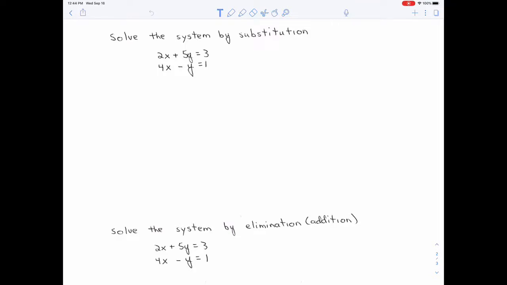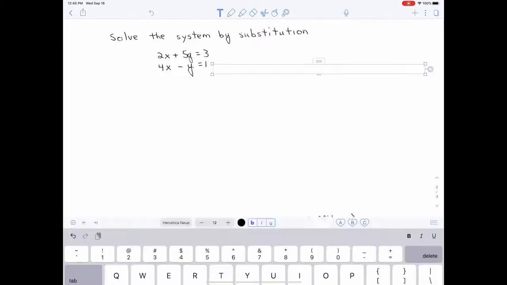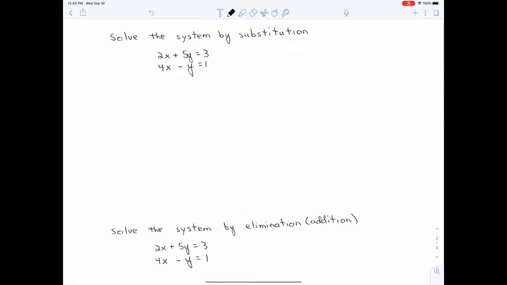Okay, so let's take a look here. Just take a quick look at it. What do you think would be the easiest variable to get by itself right now? And what I would pick is the y in the second equation. So what I'm going to do is move the y over to the right-hand side and then move the 1 over to the left. Now I'm going to take that and put it in the other equation. It has to be in the other equation.